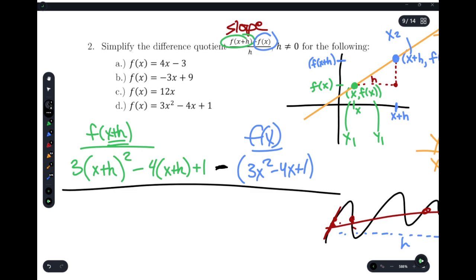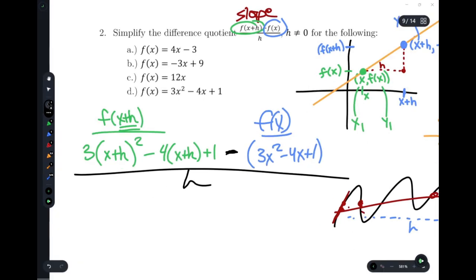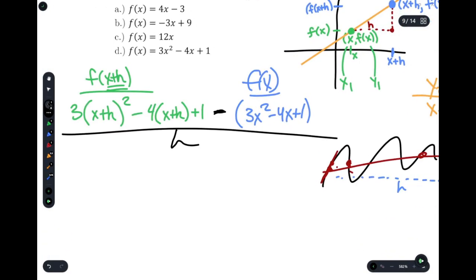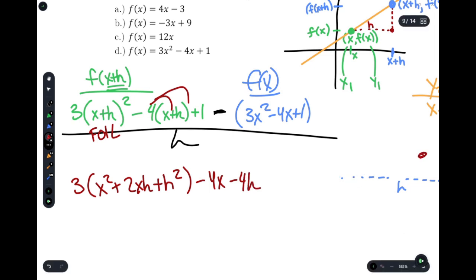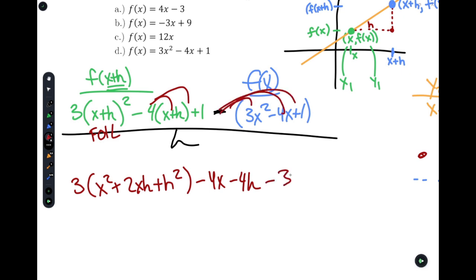All over what? Nice. All right, now if you're really good at FOIL and factoring, you can go 3 big old parentheses, x squared plus 2xh plus h squared, right? Because everybody knows how to FOIL. And then everybody knows how to distribute a negative 4. So you go minus 4x minus 4h. And then everybody knows how to distribute a negative sign. Right? Minus 3x squared minus 4x plus 1.